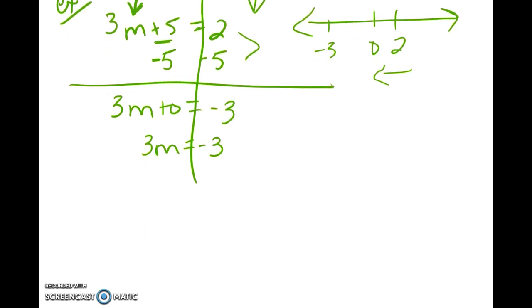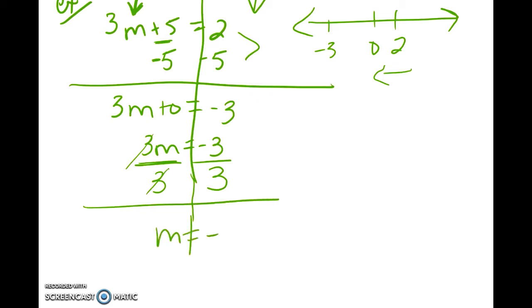And now we're going to divide both sides by 3 because 3m is stuck together by multiplication. So we undo multiplication with division. And we get m equals negative 1, right? So negative 3 divided by 3 is negative 1. And now we're going to check it.